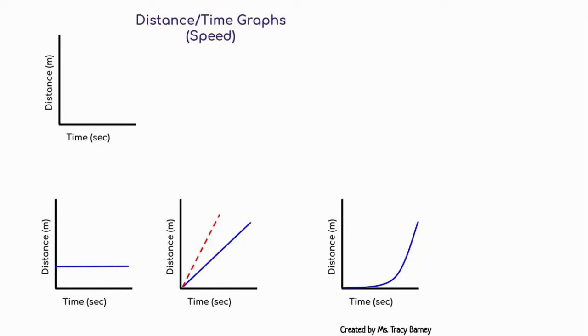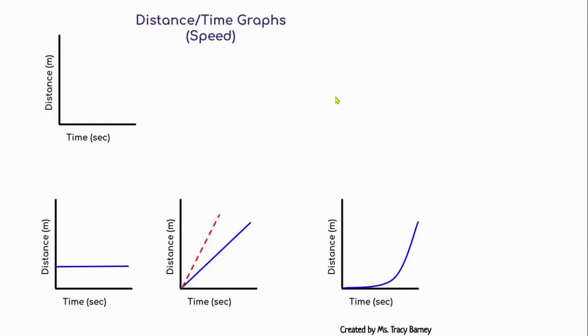And acceleration is the change in velocity over time, or it tells us the rate at which speed or direction changes. Because remember, acceleration can occur when an object speeds up, slows down, or turns. So first we're going to look at distance time graphs.